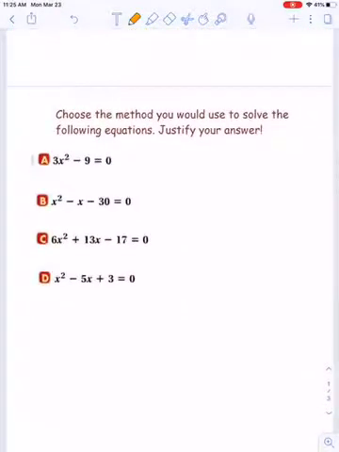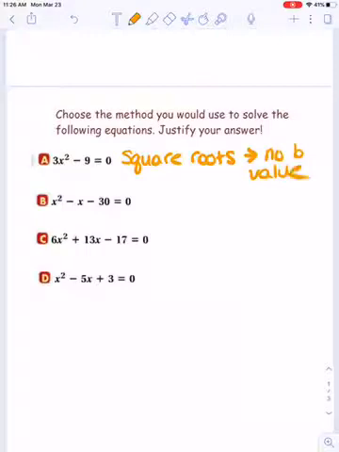It says, choose the method you would use to solve the following equations, justify your answers. Well, if I saw this first one, it's not asking us to solve, they're just asking us to pick which method. If I saw this one, I would be thinking square roots to solve, because how I justify that is there's no b value. Right, so it'd be pretty slick to solve.